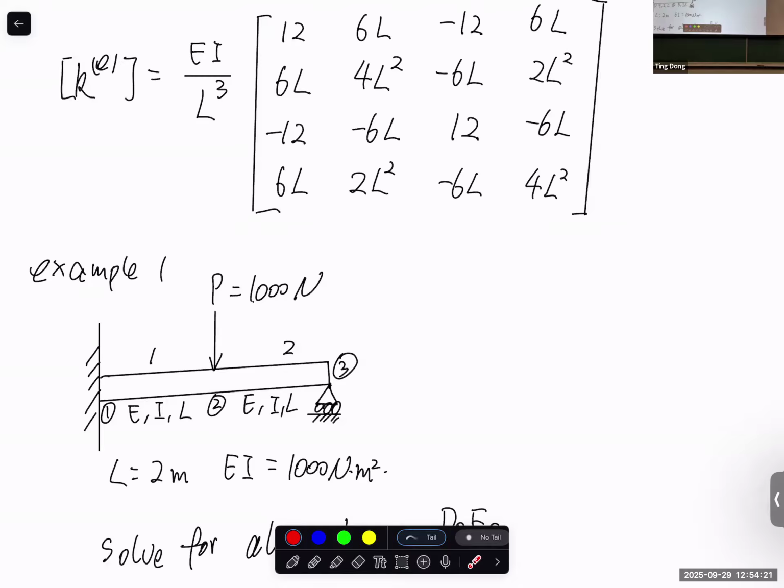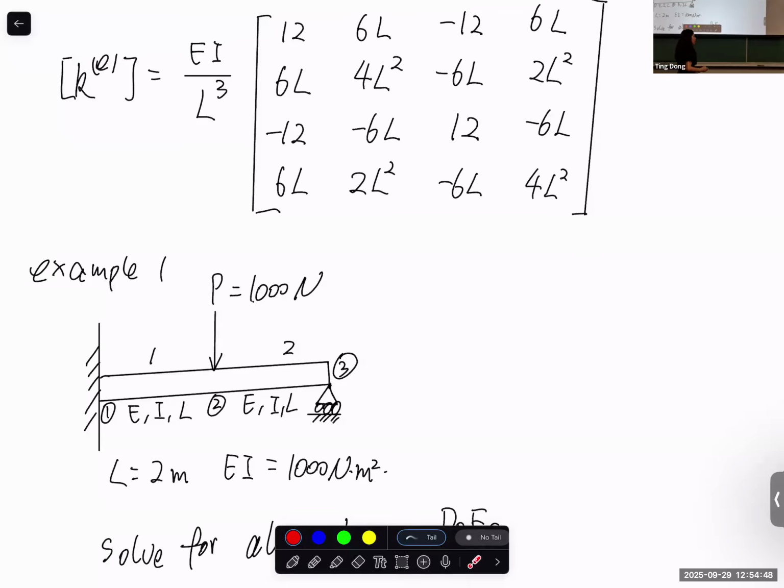It's not at a node anymore. And you cannot put a node everywhere, like continuous at every point, right? Because computationally, it takes a lot of time to do the calculation. So how should we do the KQ equal to F if there's a distributed force? Equivalent force at center, where you do the equivalent force with the distributed load.